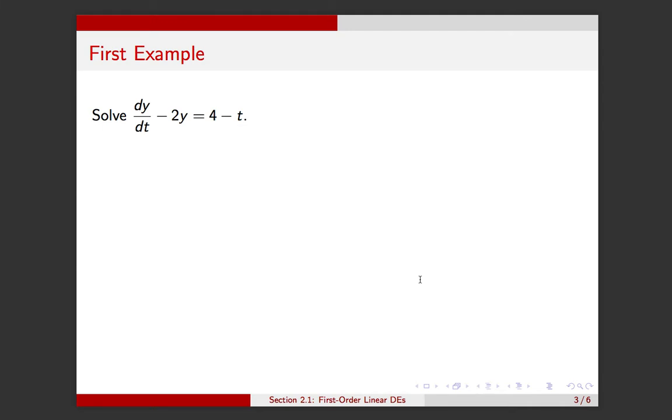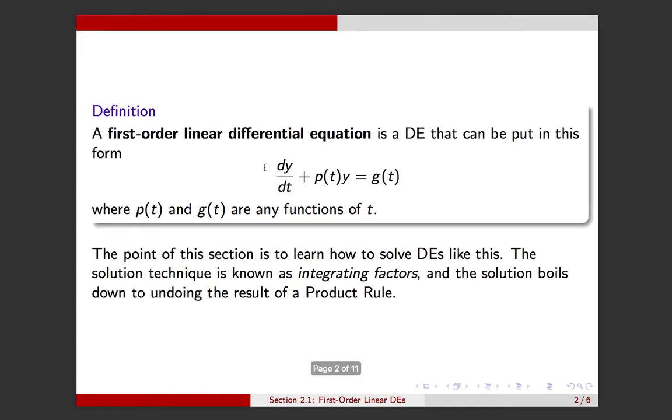Okay, so the technique of integrating factors is weird at first. It takes some getting used to. So rather than describe it abstractly and in general, I'm just going to show you how it works in an example. So let's think about this differential equation here. dy/dt minus 2y equals 4 minus t. Notice that is in the form I have written here. It's already in that form.